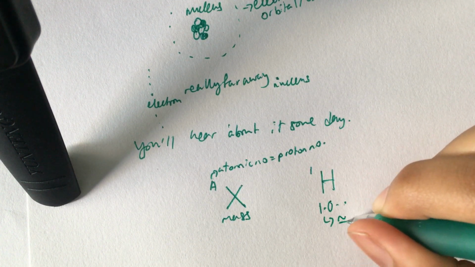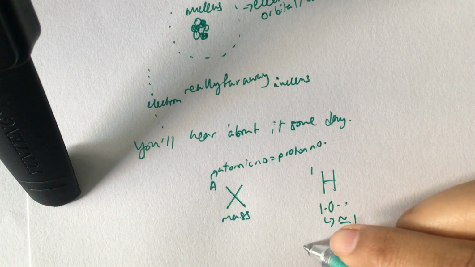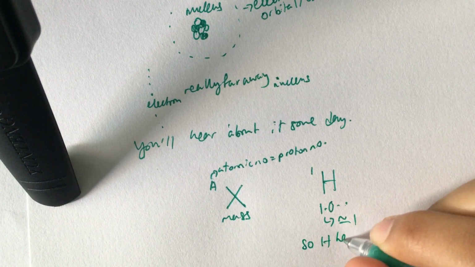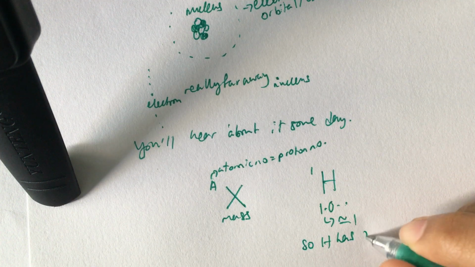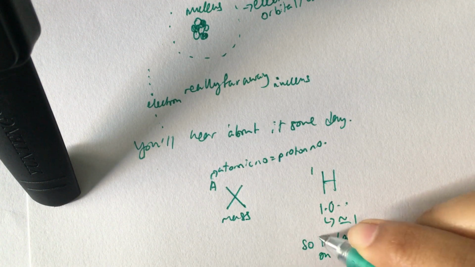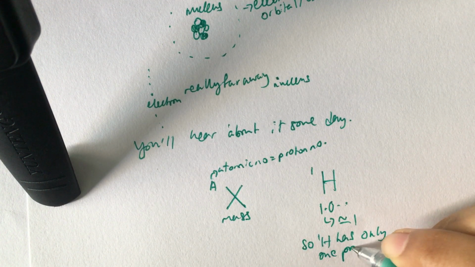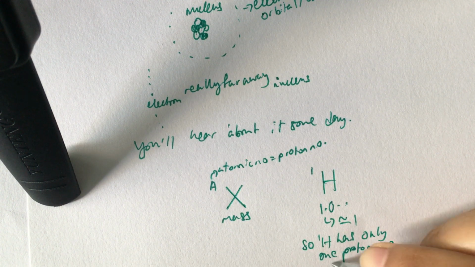But of course, you do know that there are isotopes, and different isotopes have different numbers of neutrons because the neutron doesn't really change the identity of the element. It's the proton number that determines the identity of the element. So please do take note of that.